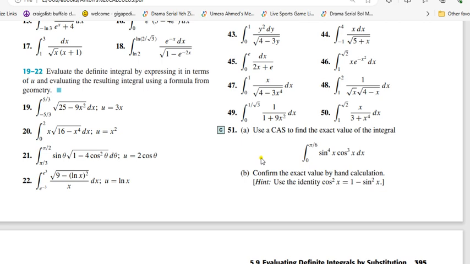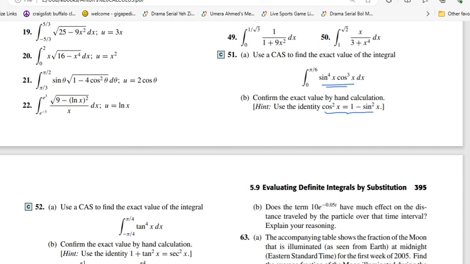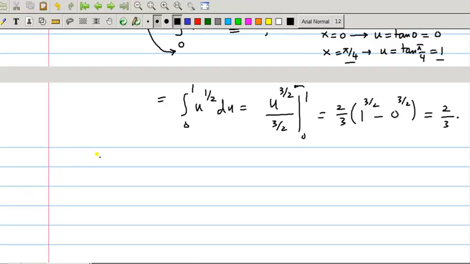So this is a challenging question, but maybe I can do that. You see here, it says use the identity to find that. Integral from 0 to pi by 6, it's an interesting question. Let's do that. 0 to pi by 6, sine 4x and cos cube x dx.